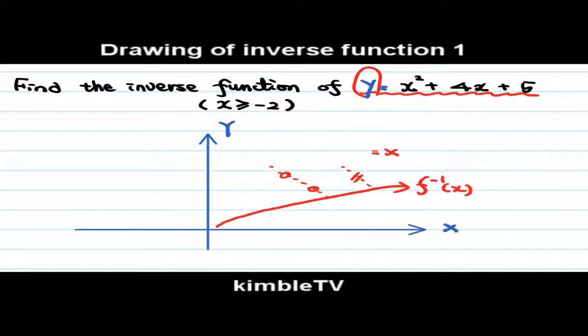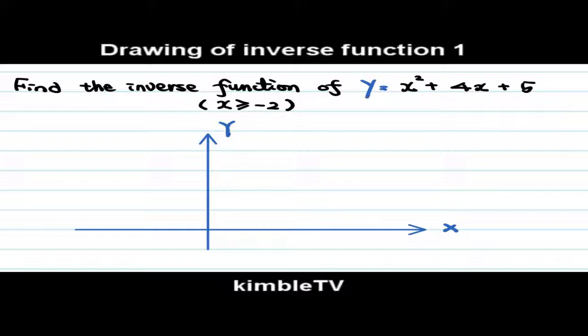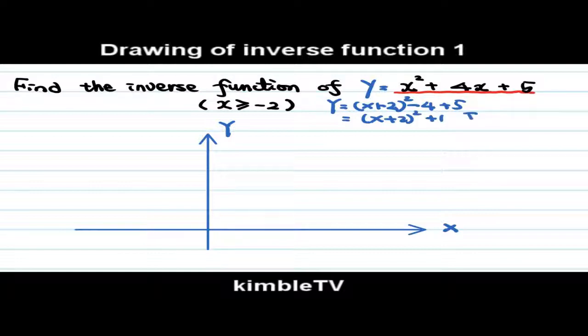Okay, so let's try to solve this problem. Firstly, we must draw its original graph. Complete the square: (x plus 2) squared minus 4 plus 5. Therefore, (x plus 2) squared plus 1. Its turning point is minus 2 and 1. The y-intercept is 5. So we can draw its graph easily.